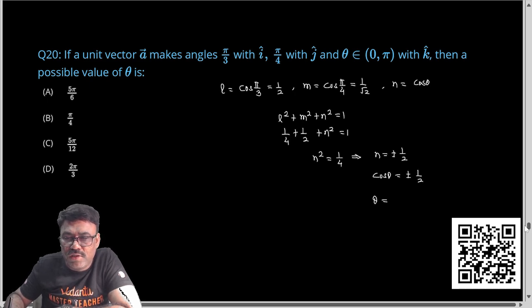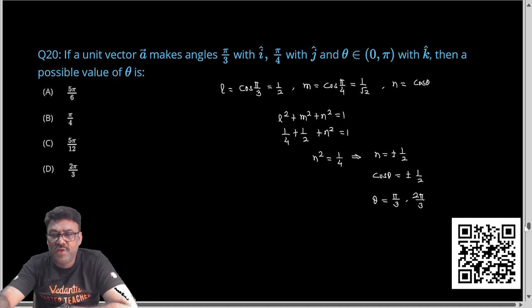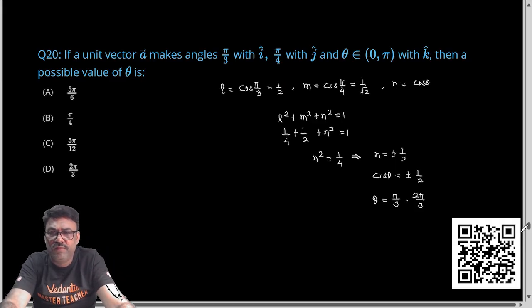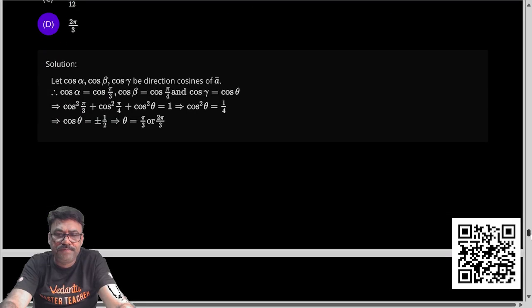Hence theta can be 60 degree, pi by 3, or it can be 120 degree, 2 pi by 3. But as you can see, pi by 3 is not there in the options. So 2 pi by 3 is the correct answer. And that's why they have written a possible value of theta. If more than one choice is correct, then both will be given.